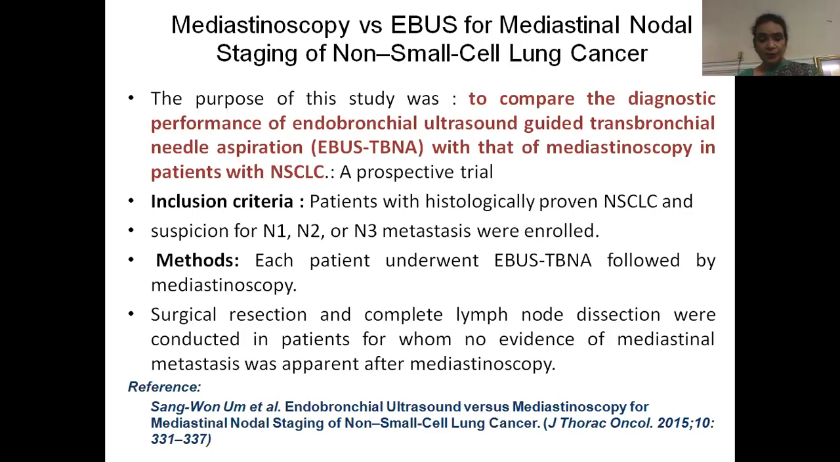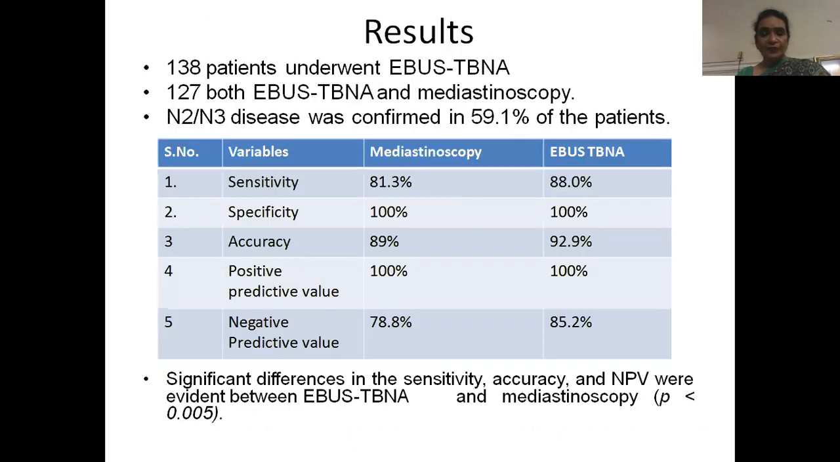Sang EUS, in his prospective trial, has compared the diagnostic performance of the endobronchial ultrasound-guided transbronchial needle aspiration with that of mediastinoscopy in patients with non-small cell lung cancer. Patients with histologically proven non-small cell carcinoma and suspicion of N1, N2, N3 metastasis were enrolled for the study. Each patient underwent EBUS TBNA followed by mediastinoscopy. He had 138 patients who underwent EBUS TBNA, out of which 127 patients underwent EBUS TBNA along with mediastinoscopy.